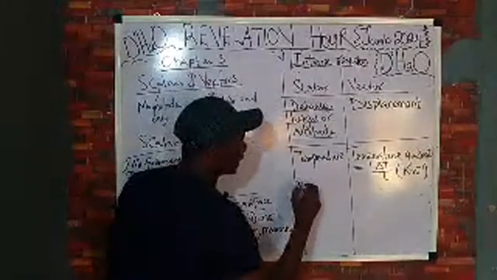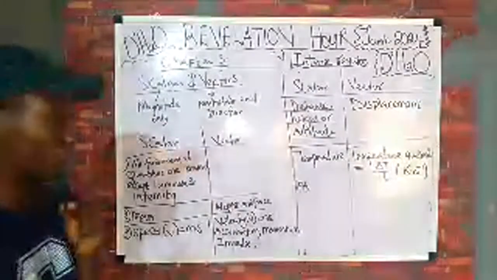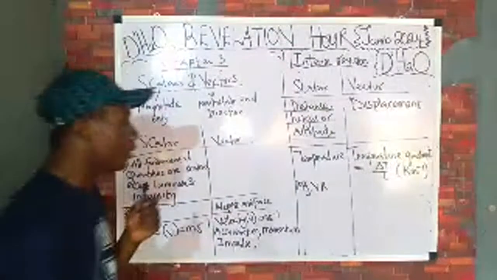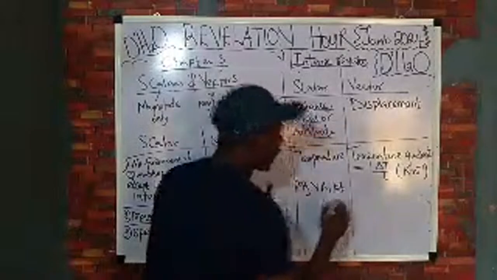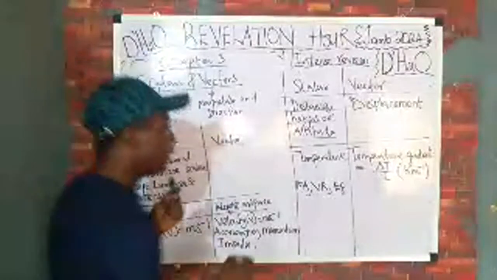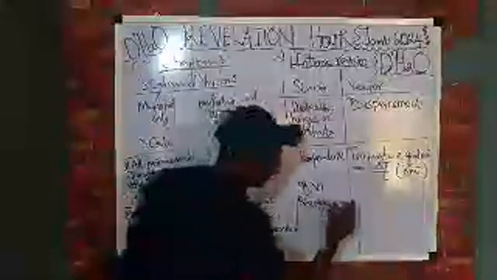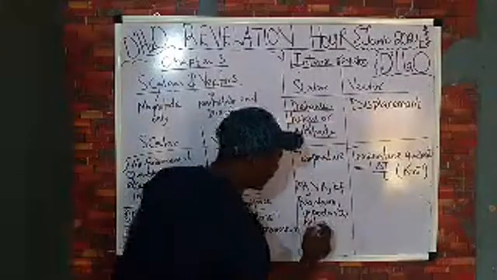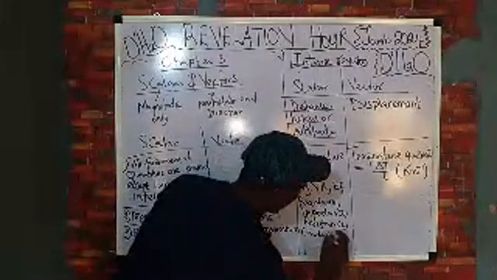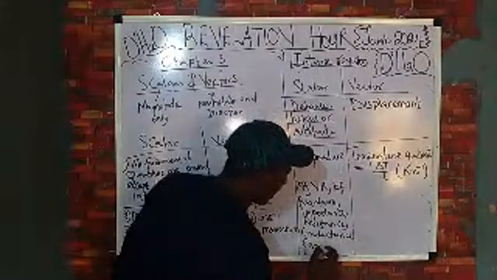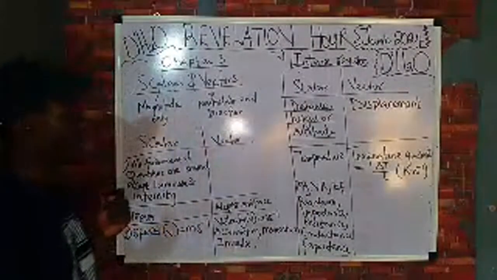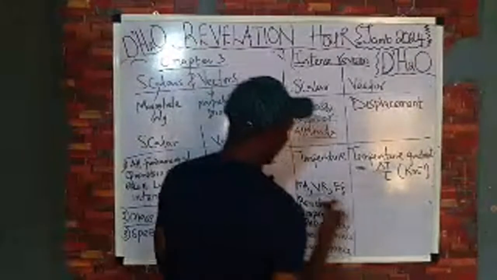Now, class, take note of this important fact. If I write mechanical advantage, is it scalar or vector? Scalar. If I write velocity ratio, scalar or vector? Scalar. If I write efficiency, scalar or vector? Scalar. If I write reactance, impedance, resistance, please be writing these things down. If I write conductance, and if I write capacitance, what are they? They are all scalar quantities. Please write them down.